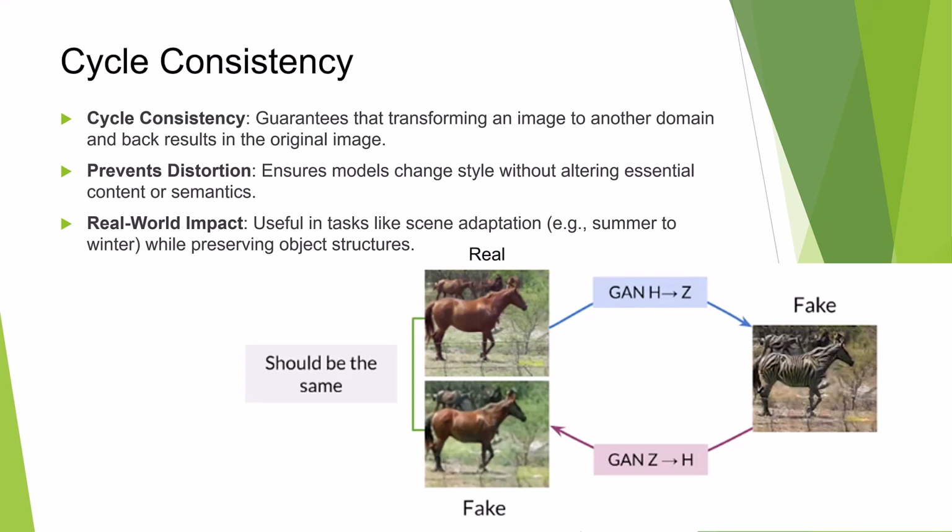This approach is especially valuable in domain adaptation, where we need to change the visual style of the image while preserving its essential structure and meaning. For example, if we're translating images between summer and winter scenes, the landscape and objects must remain consistent, even if the appearance changes dramatically. By enforcing cycle consistency, we can ensure that models maintain both structural integrity and semantic content, which is crucial for tasks requiring precise recognition.